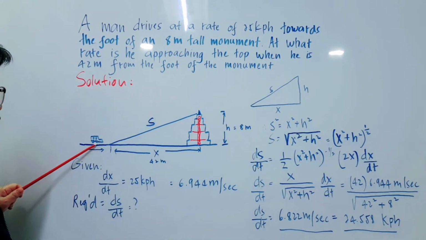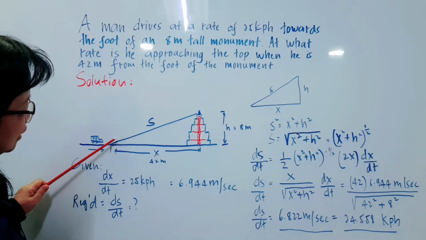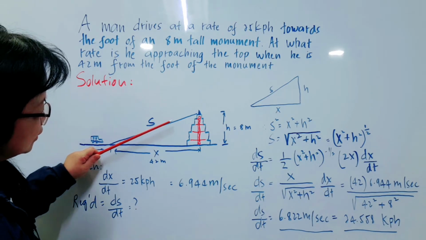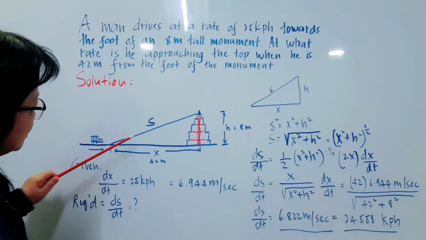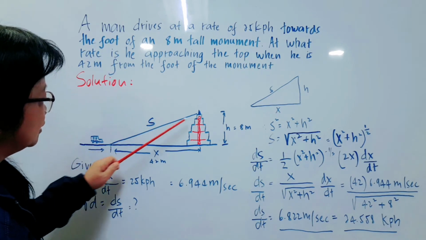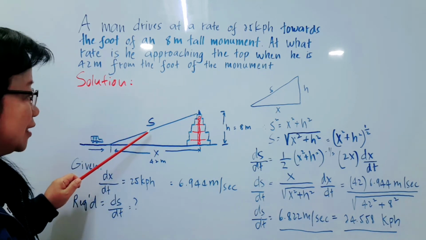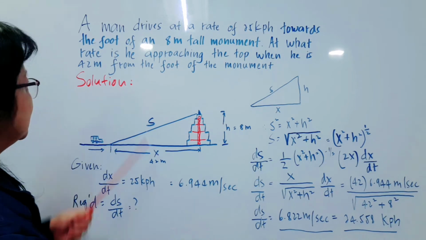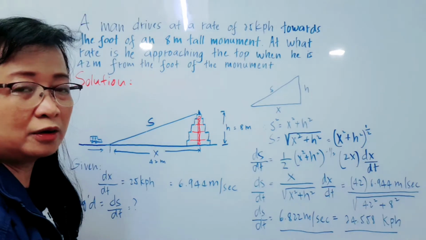Now, because this is approaching towards the top, we have the incline. We have to connect the line from this one to the top of the monument, and we will designate it as S. Now, what is given here is the rate of 25 kilometers per hour.